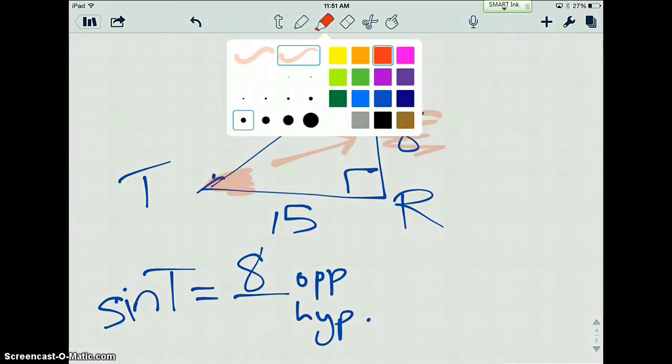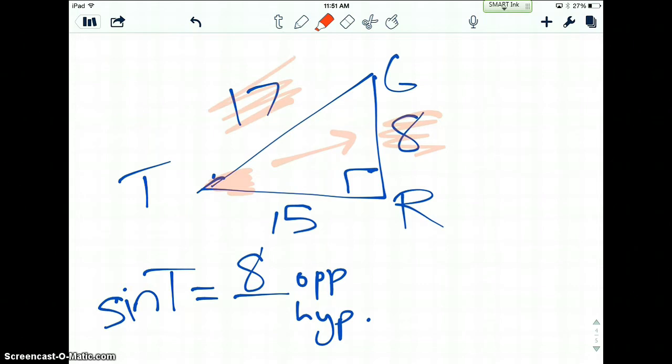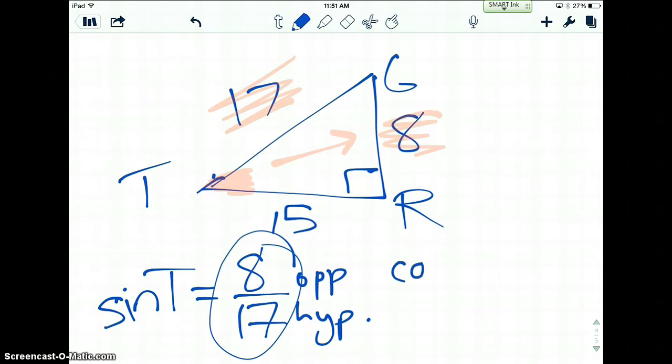And the hypotenuse is the same no matter what, 17. So the sine of angle T is equivalent to this ratio, 8 over 17. Let's practice with the cosine. The cosine of angle T. So now I'm going to erase what I did here.